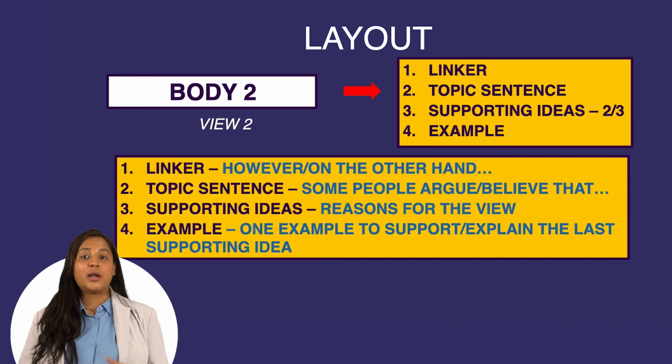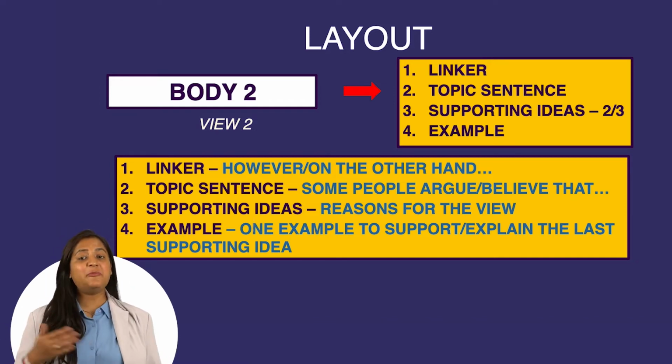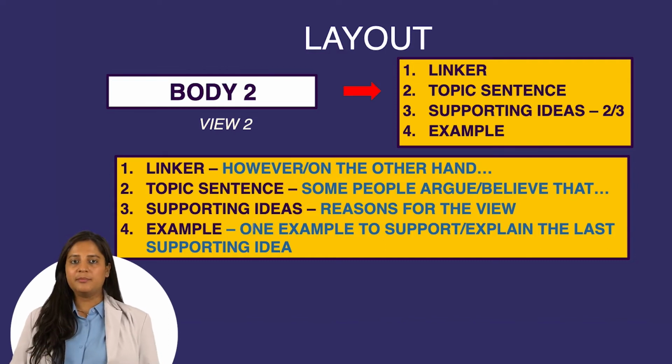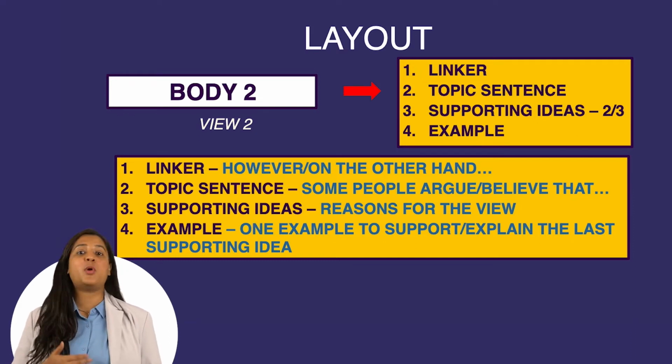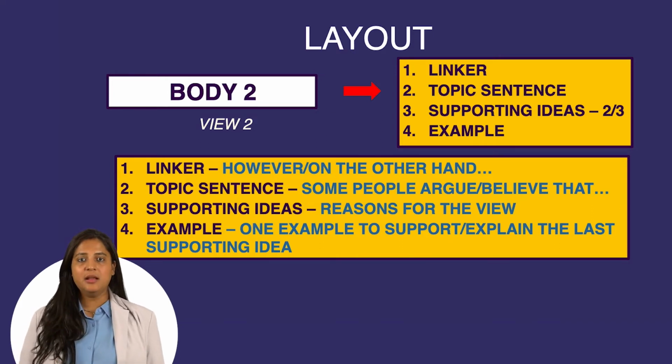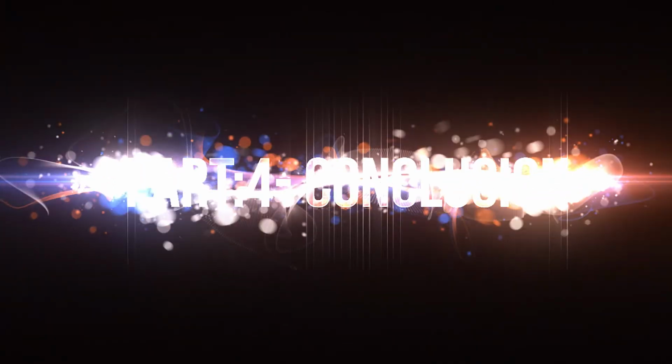Next comes body 2. It should also contain the elements as in body 1, except for the fact that this body will begin with a linker such as however, on the contrary, or on the other hand, since the opposite view is going to be the central idea of this body paragraph. After the linker, the topic sentence will be presented, followed by 2 to 3 supporting ideas and an example. The word count for this paragraph will be the same as the previous body within 90 to 110 words.